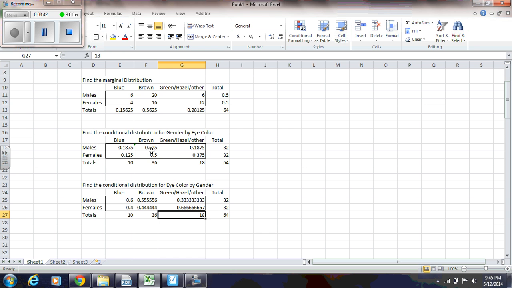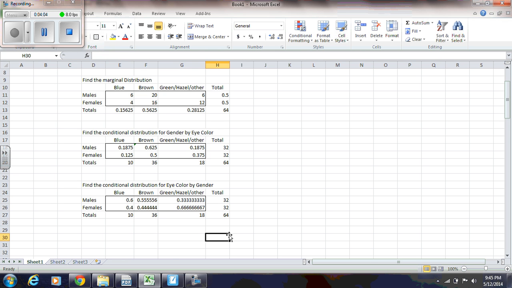We'll see with conditional distributions that when you're conditioning upon eye color, these values here would sum to 1 or to 100%. These also would sum to 1. And the same this way. These would sum to 1 now in the columns.